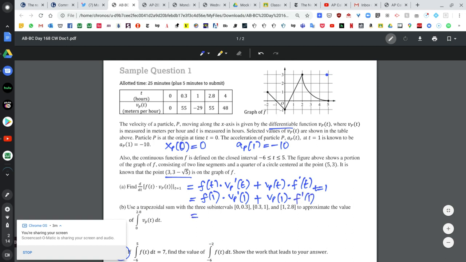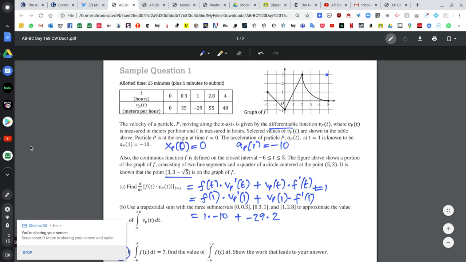See if we can finish the problem. Now f of 1 is given from the graph to be 1. Vp dash of 1, wait a second. Isn't that the acceleration at 1? Negative 10, plus vp of 1 from the table is negative 29, times f dash at 1 is a slope at 1, which is just 2, right? Rise over 1. Here's an AP tip. Do not simplify this. Just stop. You do not get extra points for simplification. Okay? Just stop right there.